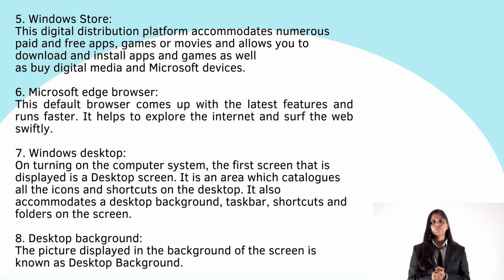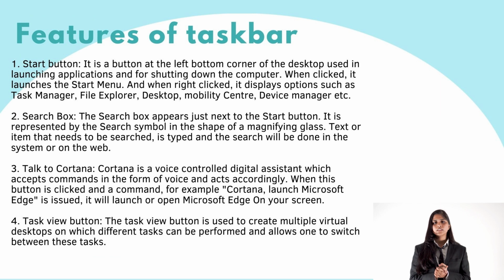Coming to the features of the taskbar. So the first feature is the start button. It is a button at the left bottom corner on the desktop, which is used in launching applications and for shutting down the computer. Secondly, there is a search box which appears just next to the start button. It helps you to search various things on the computer.